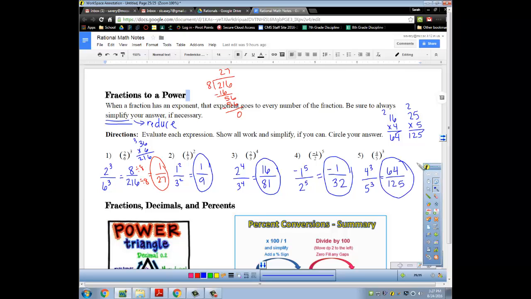Okay, so just be sure that your exponent goes to both the numerator and the denominator, and then make sure that you are actually doing exponents and not just multiplying the base times the exponent. It's that base multiplied however many times the exponent says, which we have done many times.